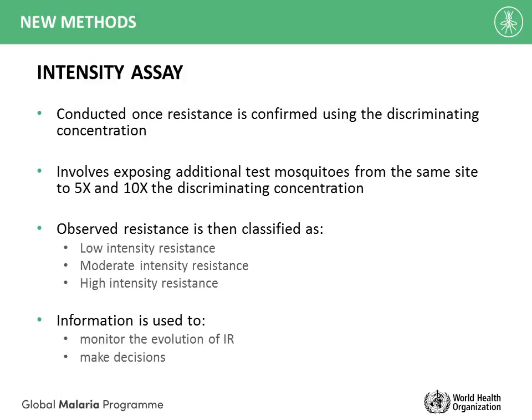The intensity assay is conducted once resistance is confirmed using the discriminating concentration. It involves exposing additional test mosquitoes from the same site to 5 and 10 times the discriminating concentration. According to the percent mortality observed, the intensity of resistance is then classified as low, moderate, or high intensity resistance. This information is then used to monitor the evolution of insecticide resistance and for decision making for its management.